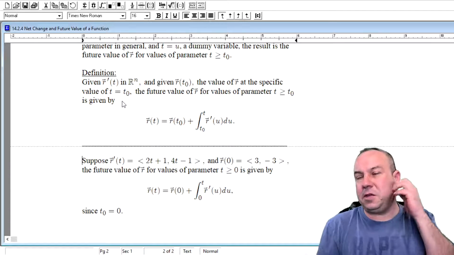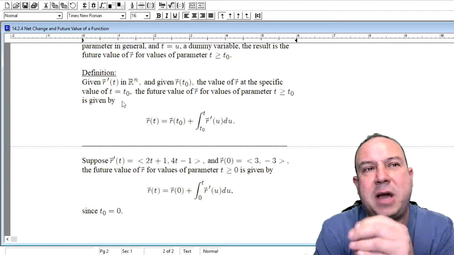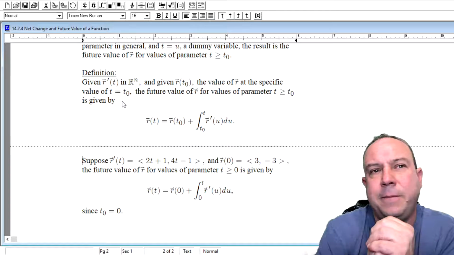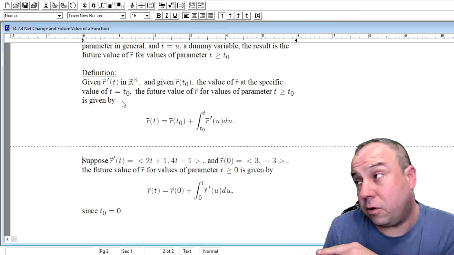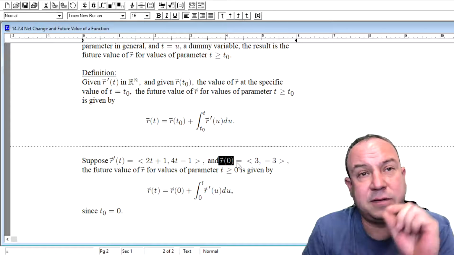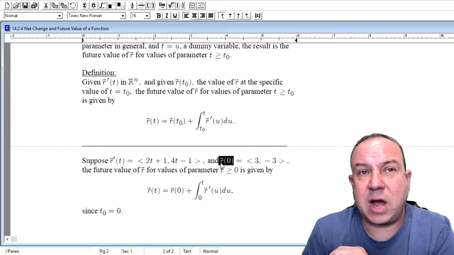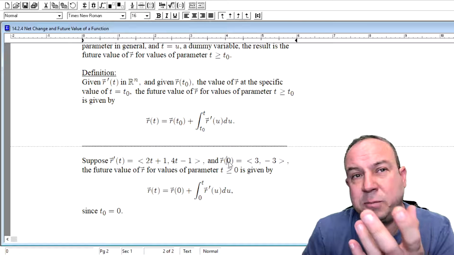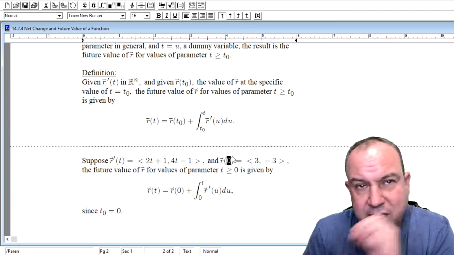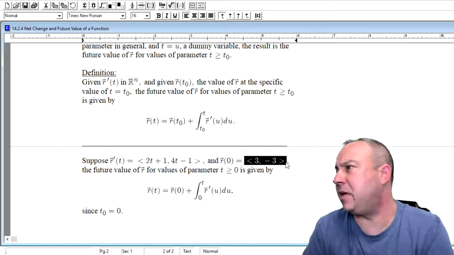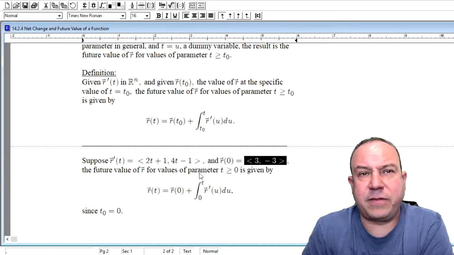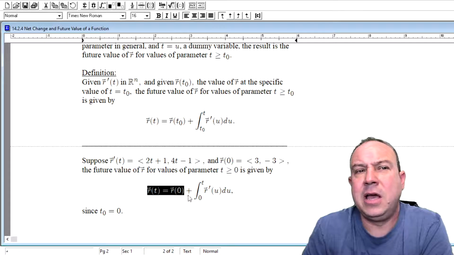Suppose r bar prime at t, the rate of change in our vector valued function here, is given by the vector 2t plus 1 comma 4t minus 1, this two-dimensional vector. And suppose we observe a very specific position, described by r bar of 0. Suppose we describe the position in our two-dimensional space at the parameter value t equal to 0. And suppose we observe that to be at the location 3 comma negative 3. Well, then the future value of r bar for values of t greater than or equal to 0 is going to be given by this.